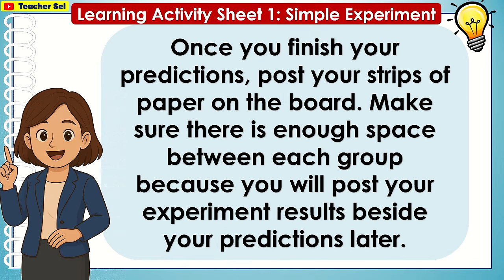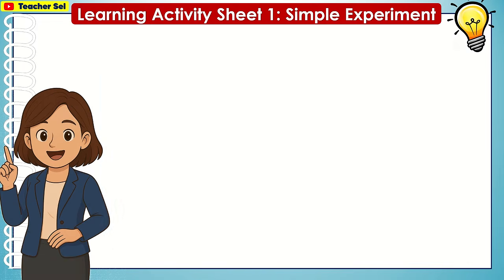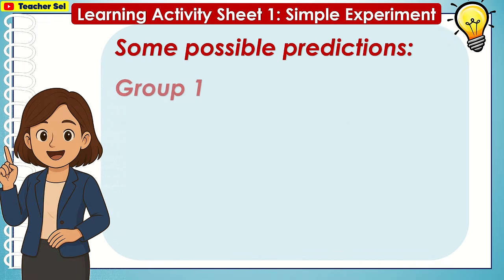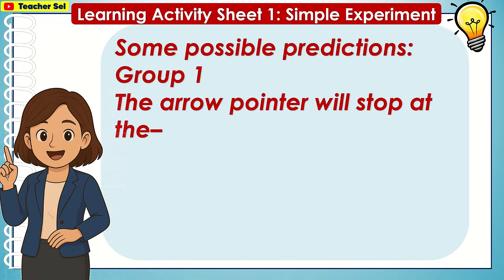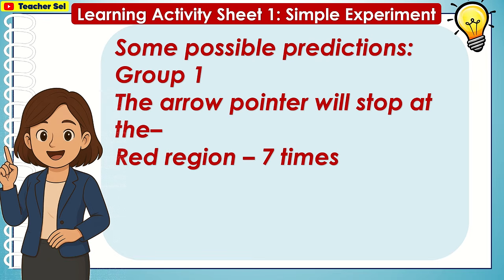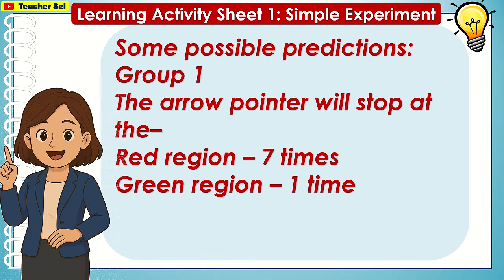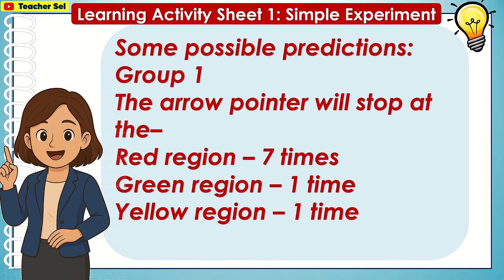Once you finish your predictions, paste your strips of paper on the board. Make sure there is enough space between each group because you will paste your experiment results beside your predictions later. Some possible predictions. For group 1, the arrow pointer will stop at the red region 7 times, green region 1 time, yellow region 1 time, blue region 1 time.